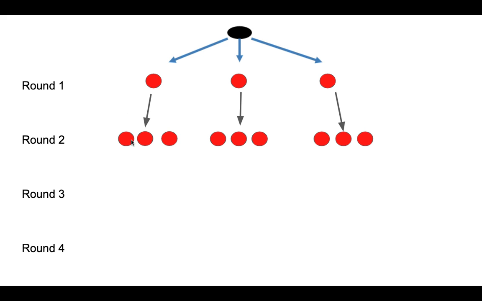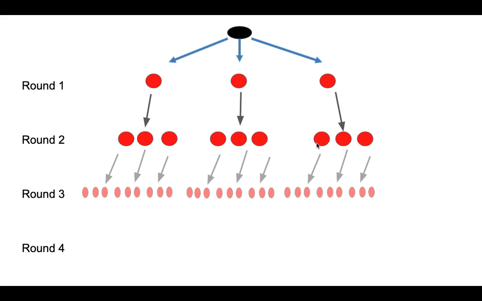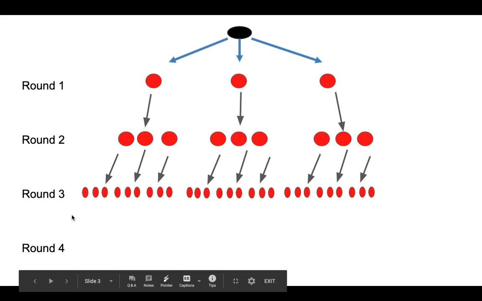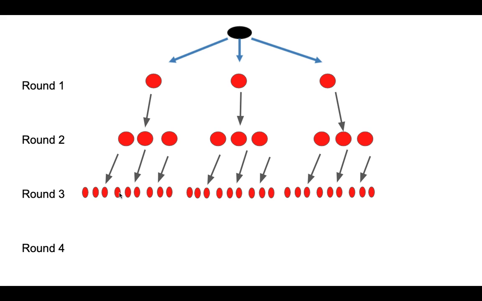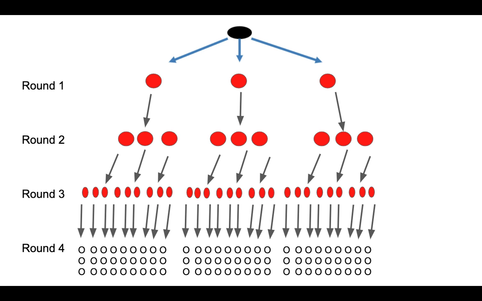This person sends the message to these three, this person sends it to these three, and this person sends it to these three. So now in round two, we have a total of nine additional people who know it. And now in round three, each of these people is going to tell three additional people. Each of these three tell three more people, and same here and here. So we have another huge group. And then in round four, each of these people is going to tell three additional people. You can see it grows quite rapidly.